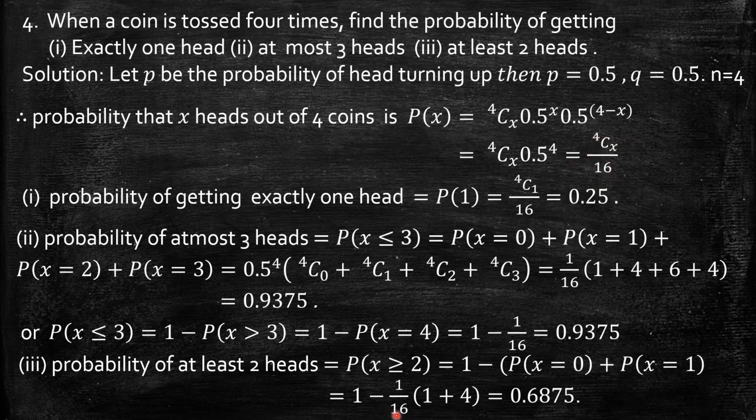So 1 by 16 is constant. So when x equal to 0, it gives 4C0, that is 1, plus when x equal to 1, that is 4C1, that is 4. So I have to simplify this. 1 minus 5 by 16 is 0.6875.